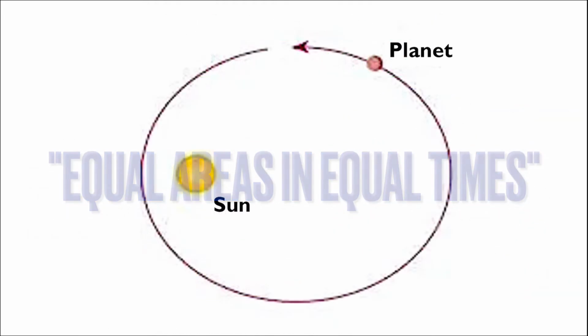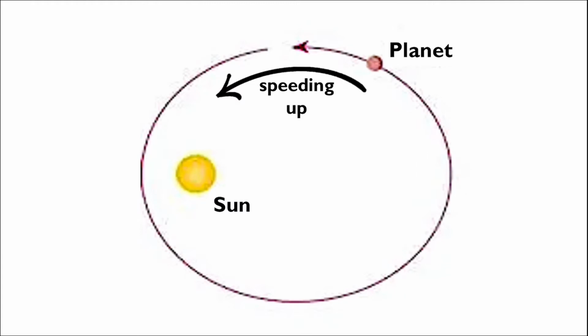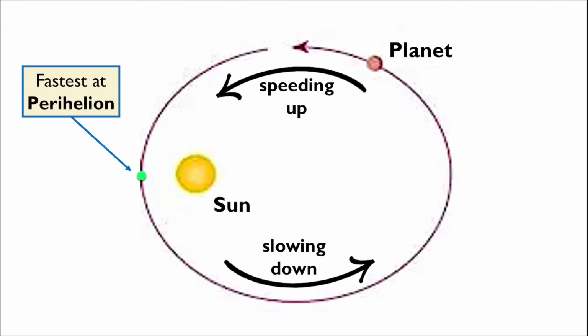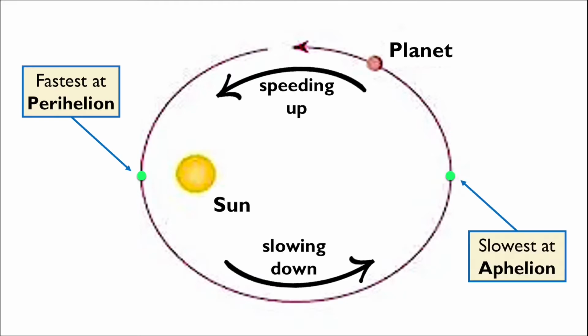As a planet orbits the sun, not only does it speed up on its approach and slow down as it moves further away from that parent star, it is actually fastest at a point in its orbit called perihelion, where it is physically closest to its parent star at the shortest distance away. At a point on the opposite end of the orbit called aphelion, the planet moves the absolute slowest.